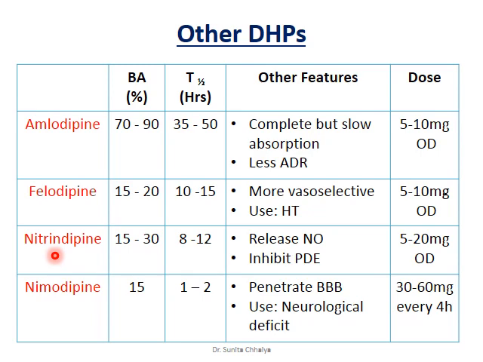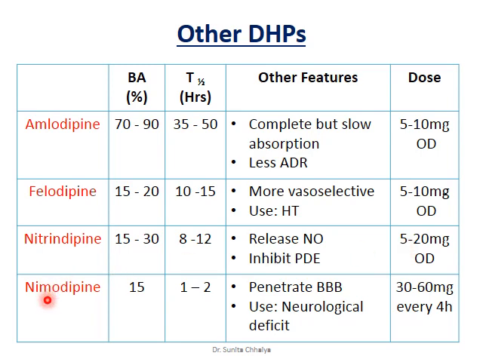Then nitrendipine. Bioavailability is 15 to 30%. Half-life is 8 to 12 hours. Other than the calcium channel blocking property, it also releases nitric oxide, so it can help produce vasodilatation, and it also inhibits the phosphodiesterase enzyme. Inhibition of that enzyme can increase the cyclic AMP level, which is also helpful to produce vasodilatation. It is administered in a dose of 5 to 20 milligram once a day.